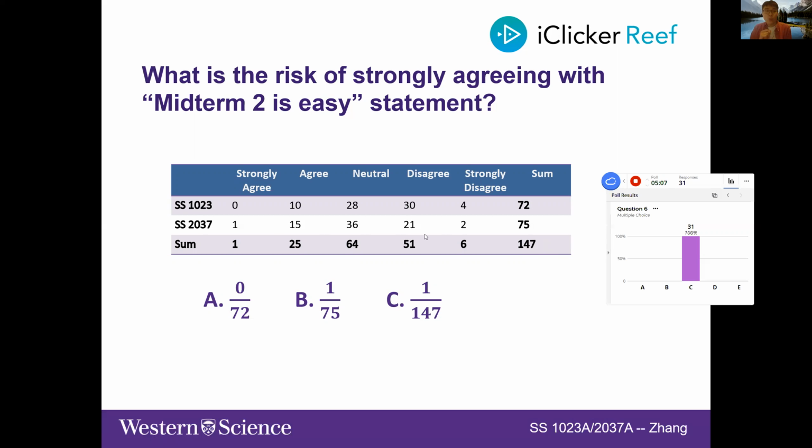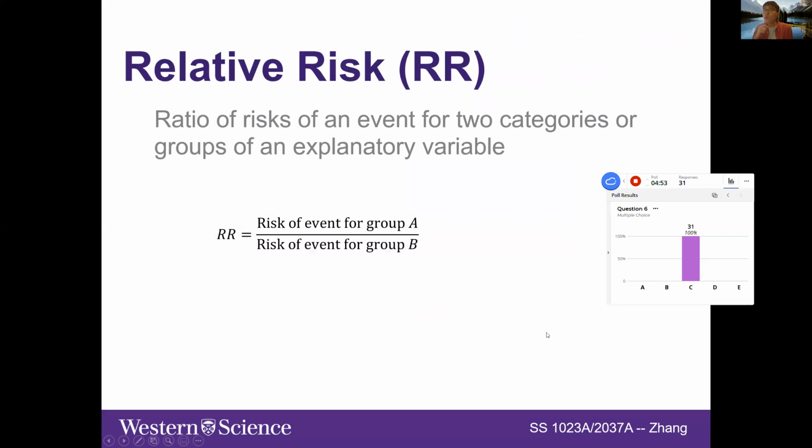So far, we defined the risk to describe a measure of a single random variable, right? Then we're going to look at the case where we have two random variables simultaneously. In that case, we define the relative risk. The relative risk is defined as the ratio of the risks of the events, comparing the risks of the events that happened in different groups.